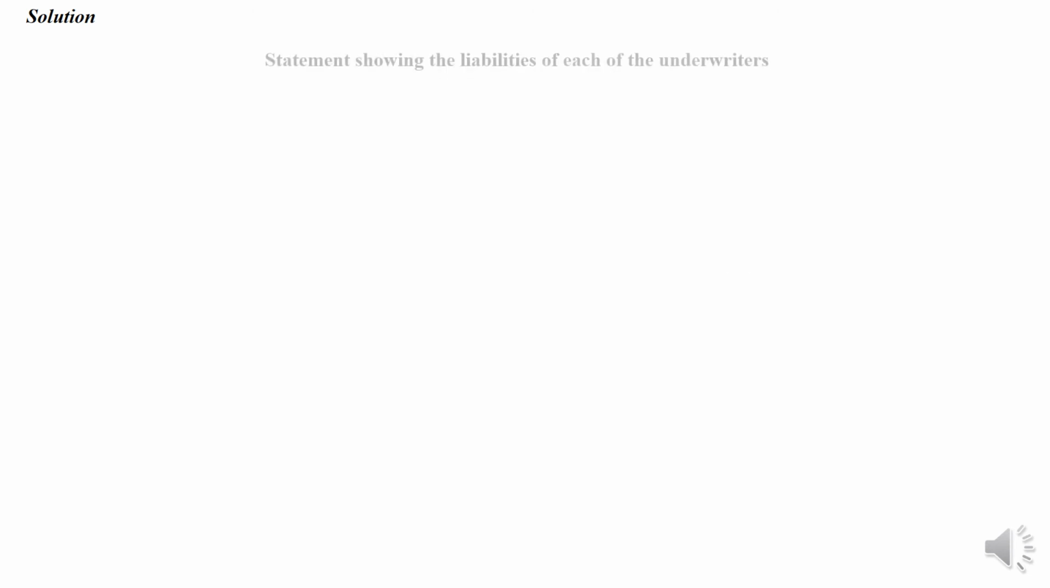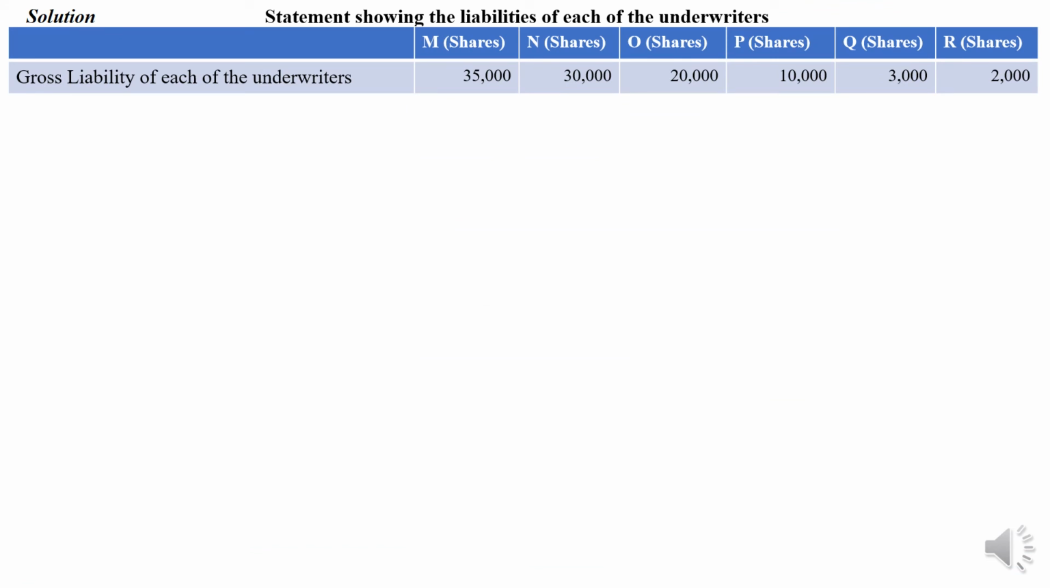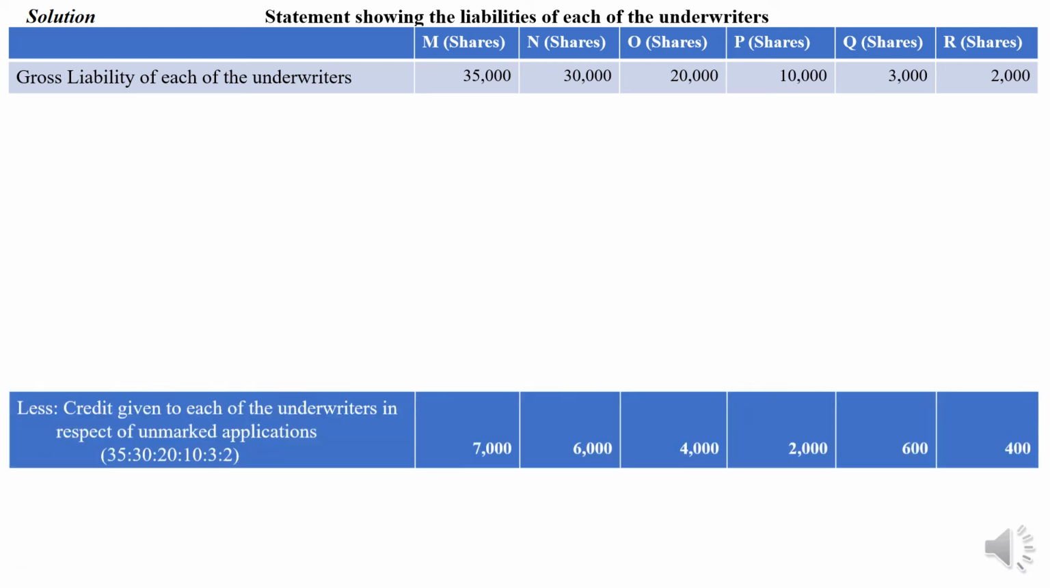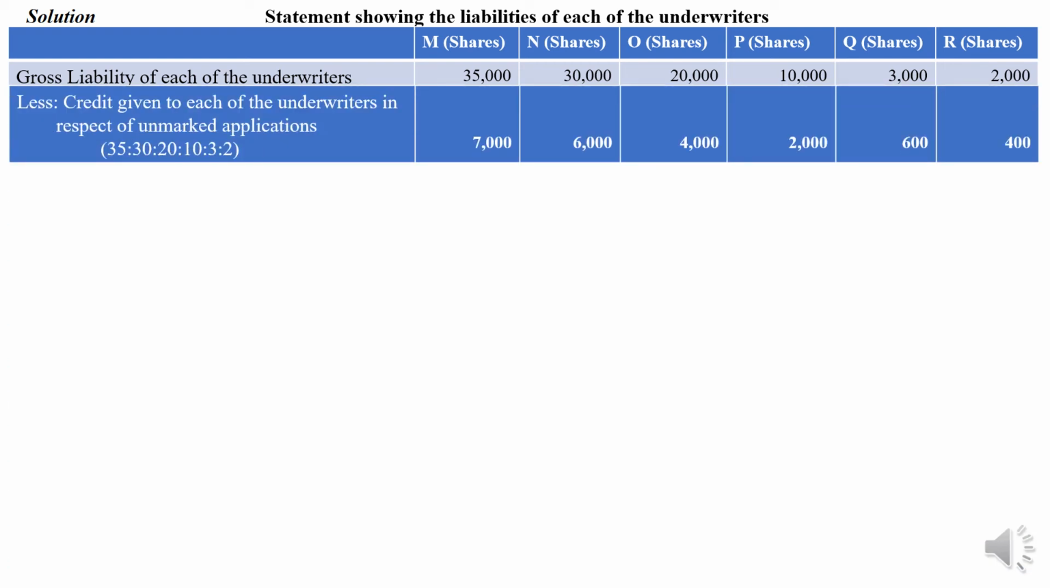Okay, let us see the solution. Statement showing the liabilities of each of the underwriters. There are 6 underwriters: M, N, O, P, Q and R. Gross liability of each underwriter, as it is given in the problem: M 35,000, N 30,000, O 20,000, P 10,000, Q 3,000 and R 2,000. Now we have to deduct the credit given to each underwriter in respect of unmarked applications.